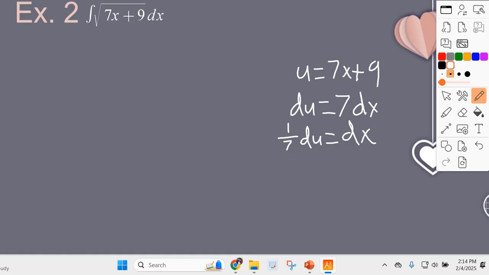So we do get something that looks like that. Are we okay with that? So now, instead of just letting our du be what's already there, we are going to have to substitute, so we get the integral. We have a 1/7 now, square root of u du.